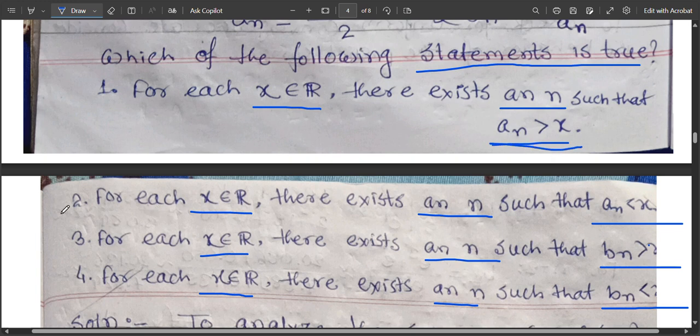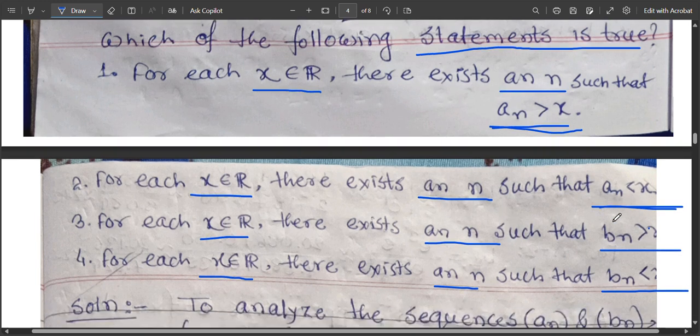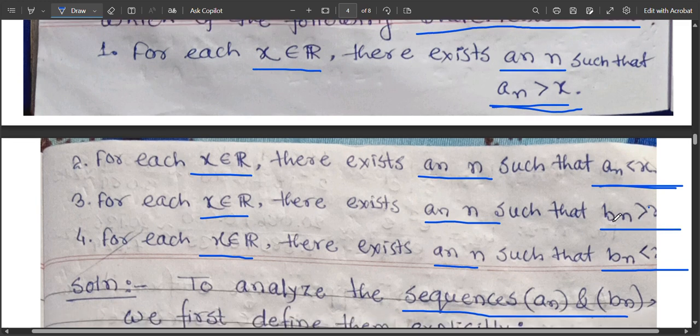While option 2 is saying that for each x belongs to R, there exists an n such that n is less than x. So as we have seen, n will never be less than x. So that's the thing. Option 1 is correct, and option 2 is not correct. Next, we will move to option 3 and 4.